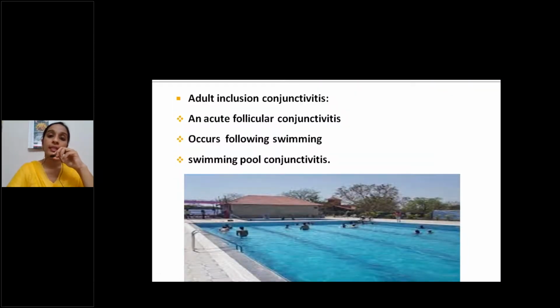Next, the same inclusion conjunctivitis in adults is called swimming pool conjunctivitis. It is an acute follicular conjunctivitis that occurs following swimming, mainly in public swimming pools. The water in public swimming pools may be contaminated with genital secretions of patients infected with Chlamydia trachomatis, mainly LGV, Lymphogranuloma Venereum. Clear?